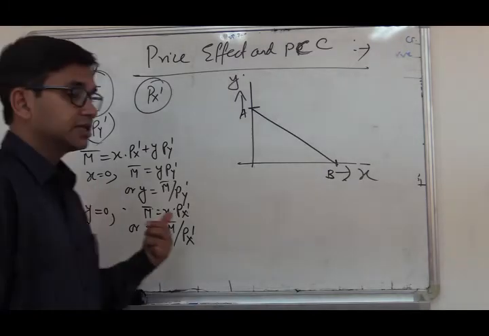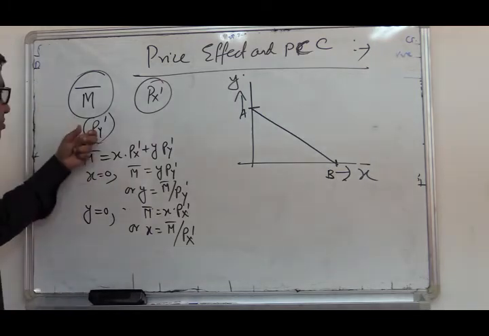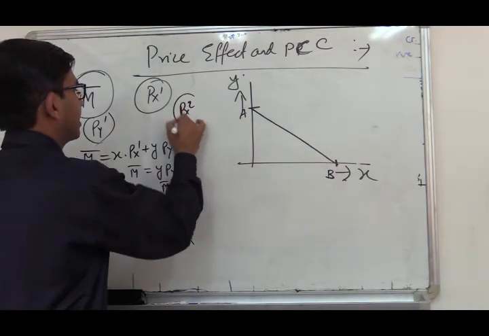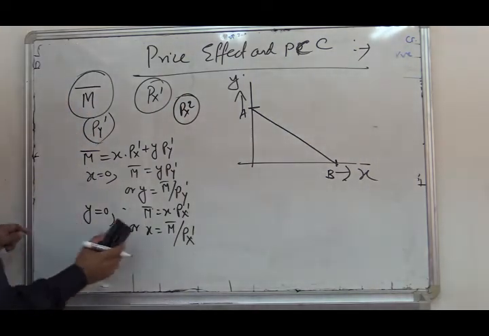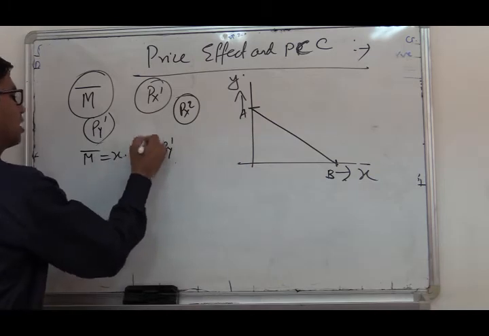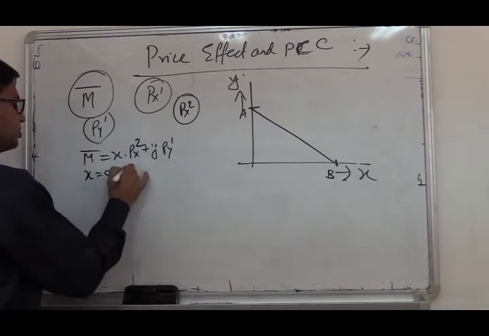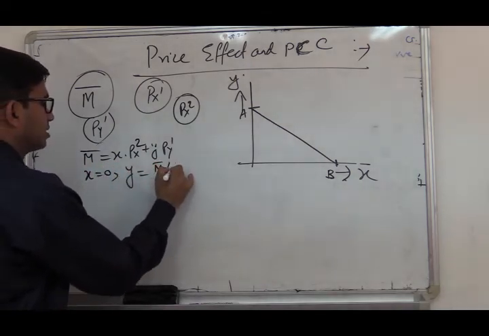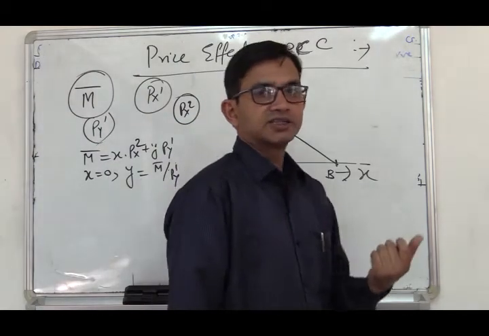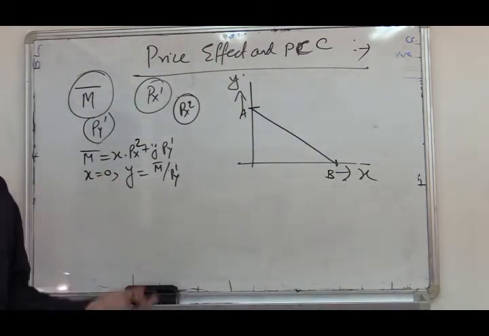Now let us consider other things remaining constant. That means M constant, Py1 constant, only the price of X falls, and the new price is Px2. So the new budget line will be given as follows. If X equals 0, Y will remain M bar by Py1. The maximum permissible amount of Y that the consumer can purchase will not change, because there is neither change in income nor change in price of Y.